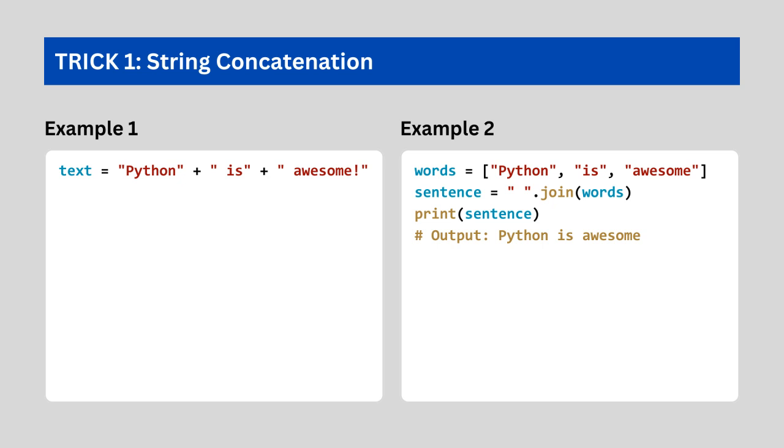While both approaches produce the same output, the second method is significantly better in performance, especially when working with long strings or large datasets. Use join whenever possible for cleaner, faster, and more scalable Python code.